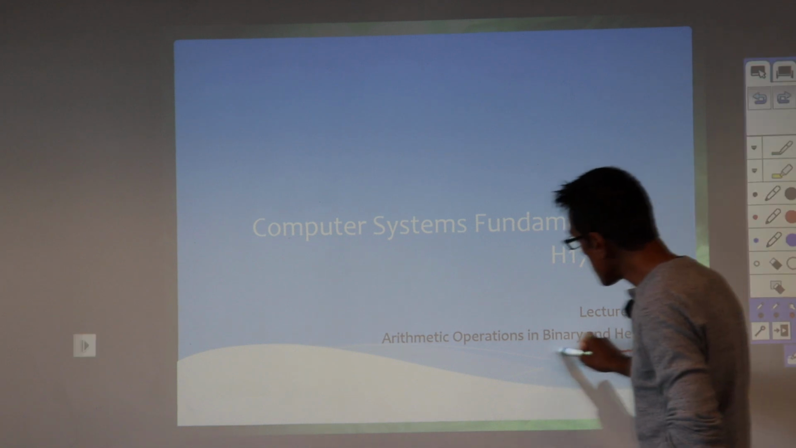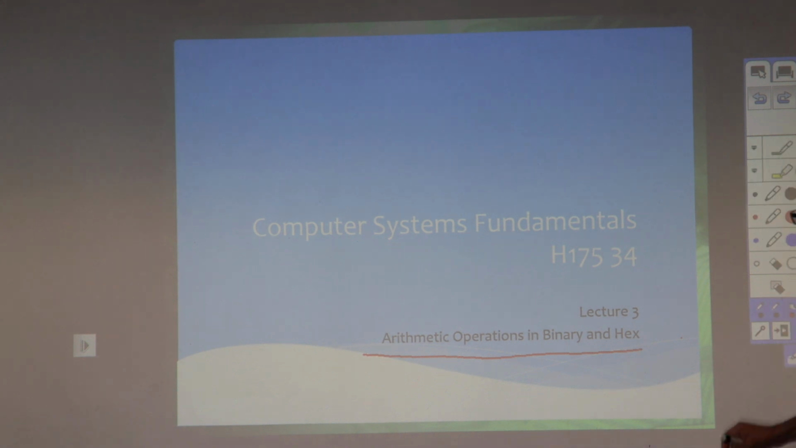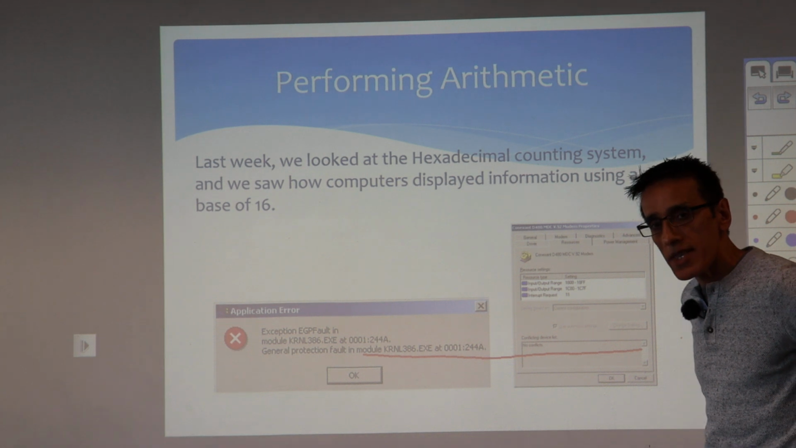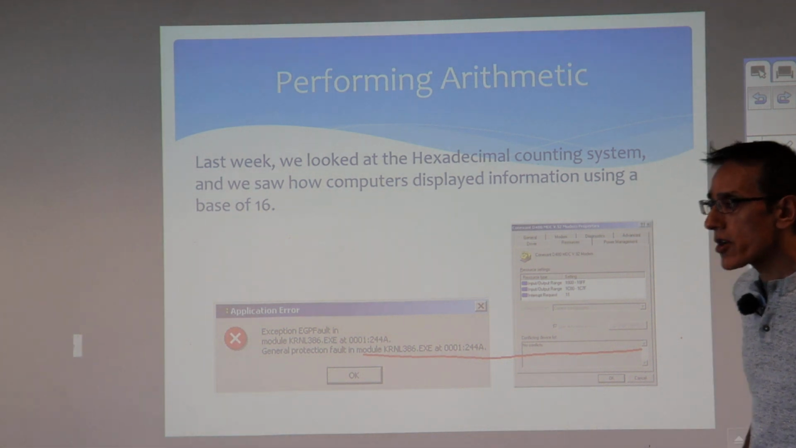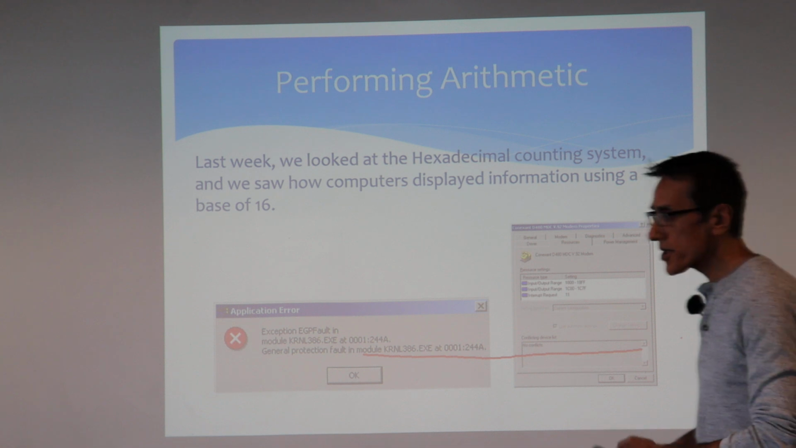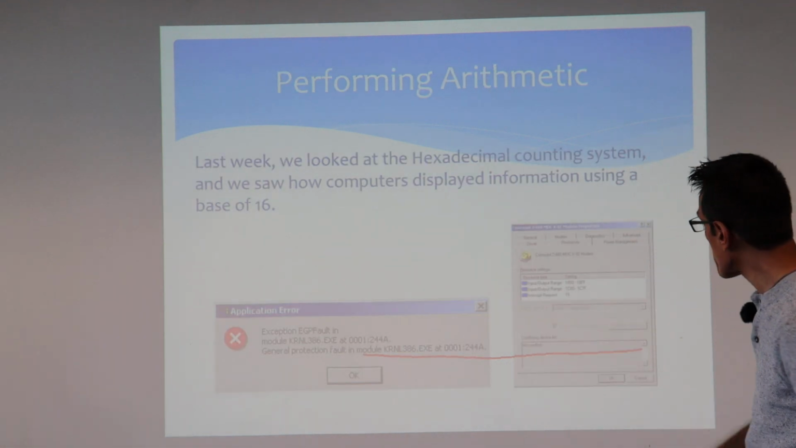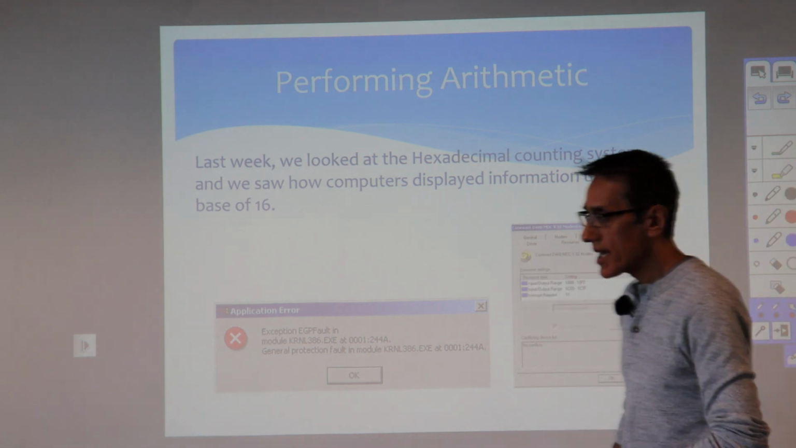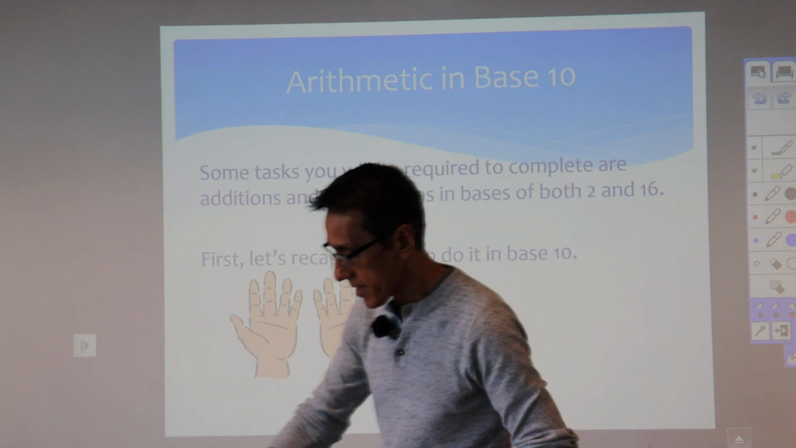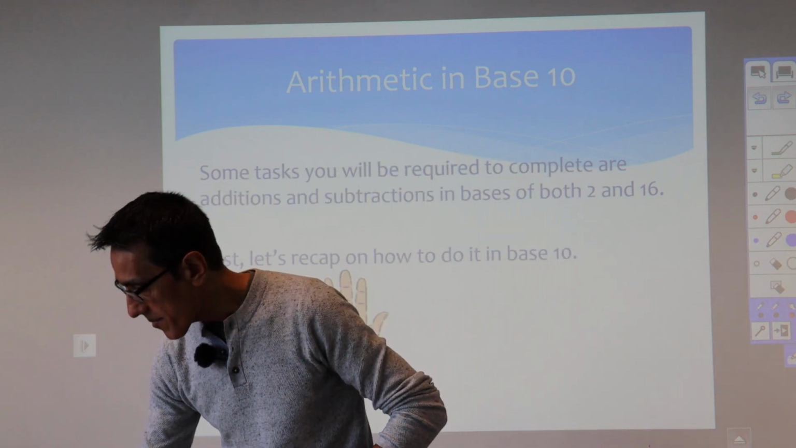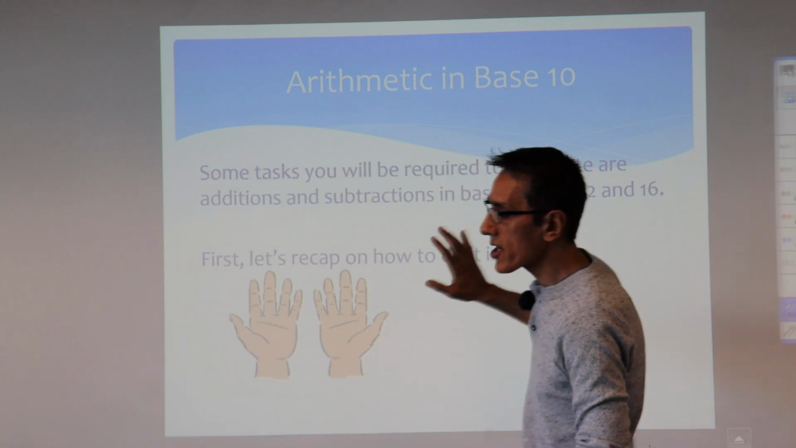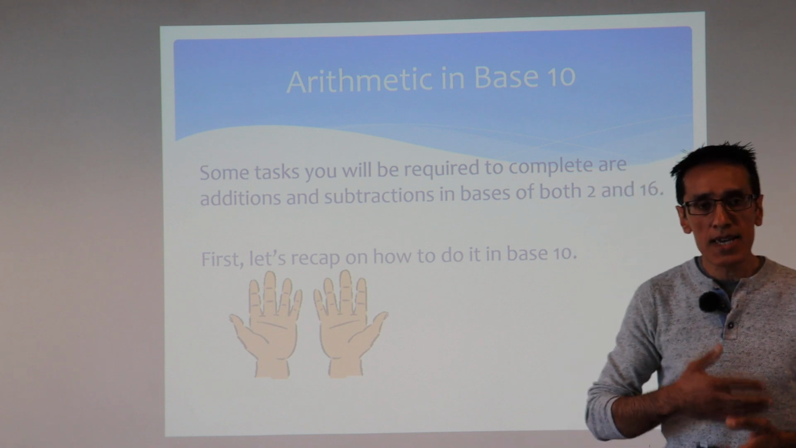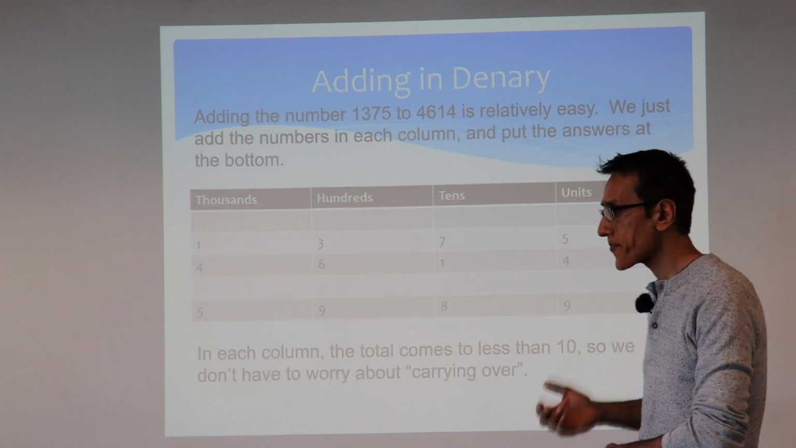Okay, arithmetic operations in binary and hex. So we've looked at the hexadecimal counting system. We saw how computers display information using base 16 purely for humans to be able to make sense of very large binary numbers. Let's see now how we normally add using base 10. I'm going to show you the equivalent in base 10 and then show you how it is performed in base 16 and then base 2.